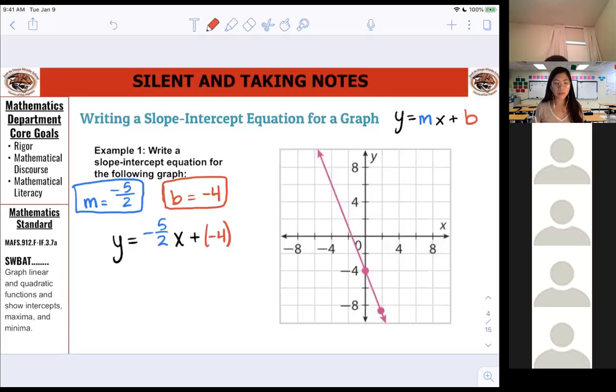Okay, so all I'm doing so far is I just plugged in those two numbers straight in. I'm just filling in the blank. And now what I'm going to quickly do is just simplify it a little bit, because when you add a negative number, that's the same thing as just subtracting. So if I'm adding -4, that's the same thing as just -4. So I'm going to rewrite it, and this is going to be my final equation.